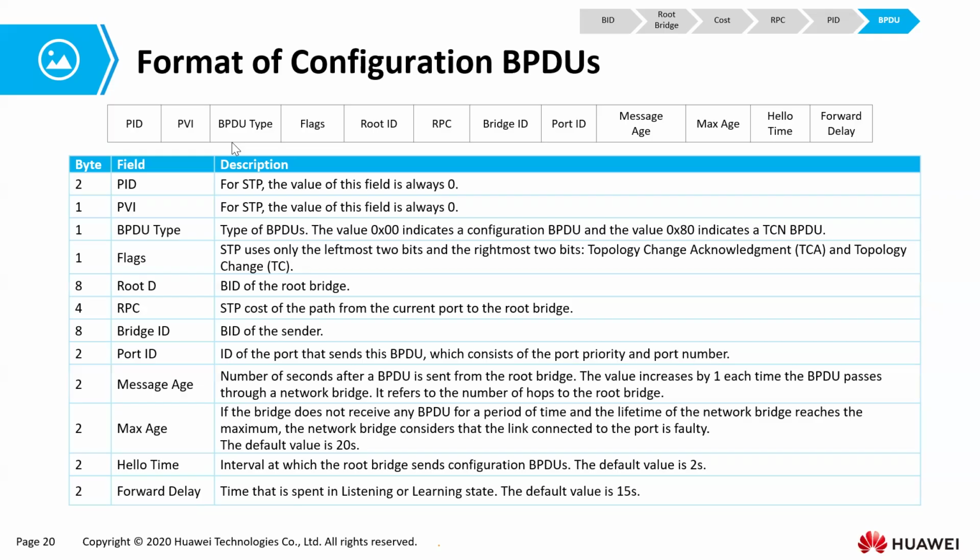Knowing what the fields are per BPDU is important. So these are some of the fields. The port ID, the bridge ID, the RPC is also information in the BPDU. Hello time, we'll get to discuss it, but it's very important. You need to know the fields in the BPDU, what information is carried in each field, and why it is important to give that information.